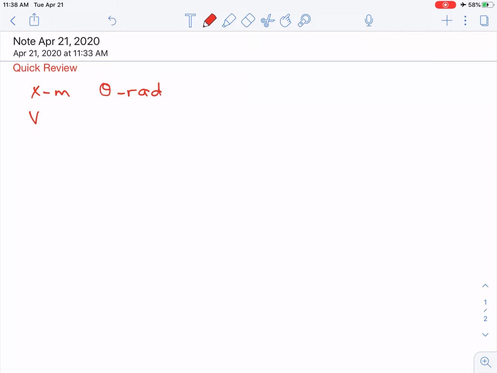So the velocity, linear velocity, is in meters per second. Angular velocity is omega, and that is radians per second. And the acceleration, linear acceleration, is in meters per second squared. And angular acceleration is alpha, and it is in radians per second squared.